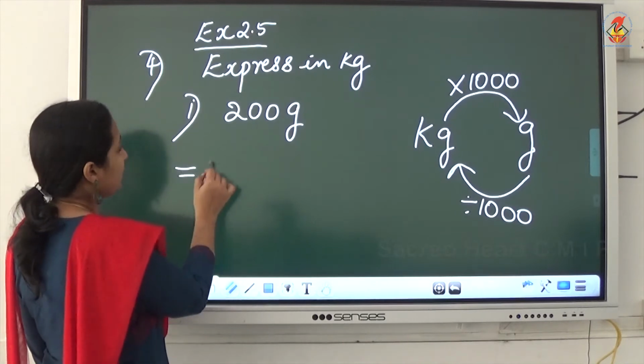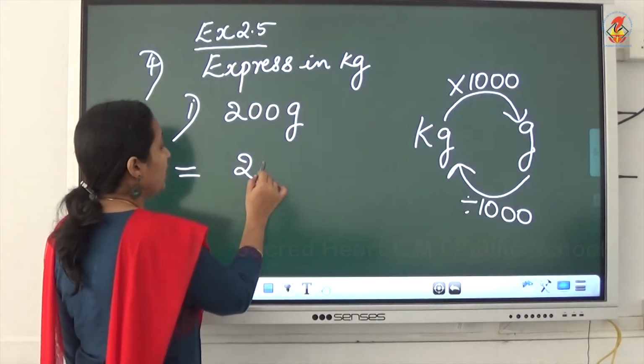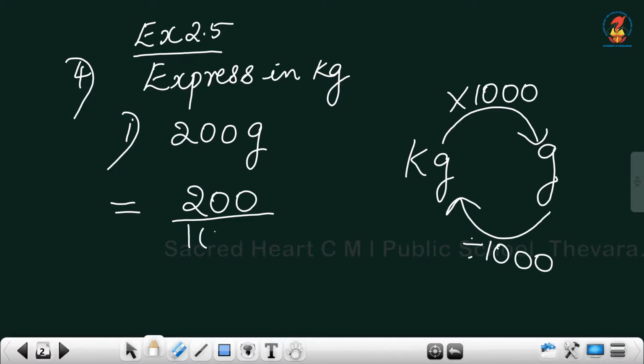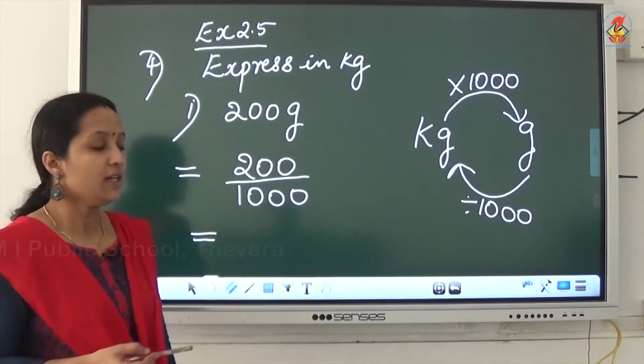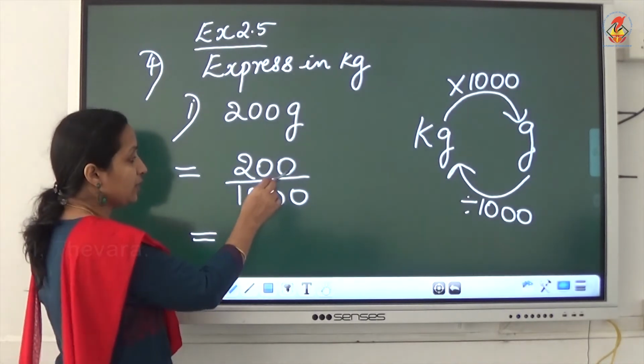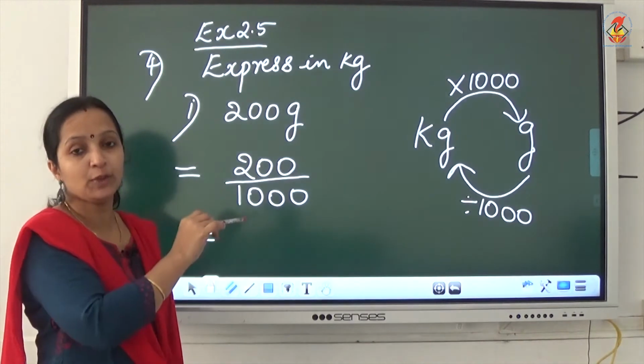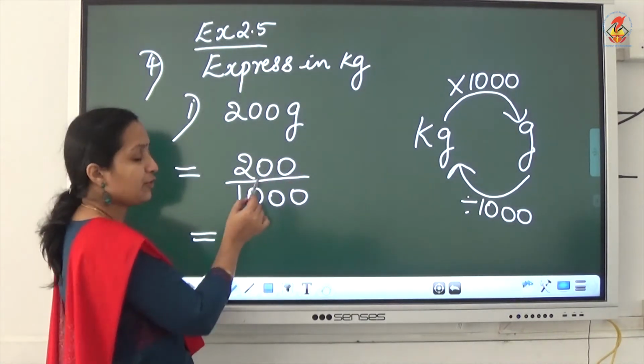So, what is the answer you will get? We have to convert gram to kilogram, so that means we have to divide by 1000. 200 divided by 1000. What is the answer? Division by 10, 100, 1000 we learned, is it? Instead of doing the division, you need to shift only the decimal point. If there are 3 zeros in the denominator, that means we have to put the decimal point. If there is no decimal point in the numerator, the point is coming after the number.